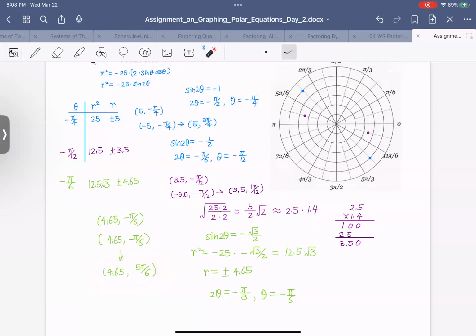You have these 2 points, then let's mark them. The first one is negative pi over 6.